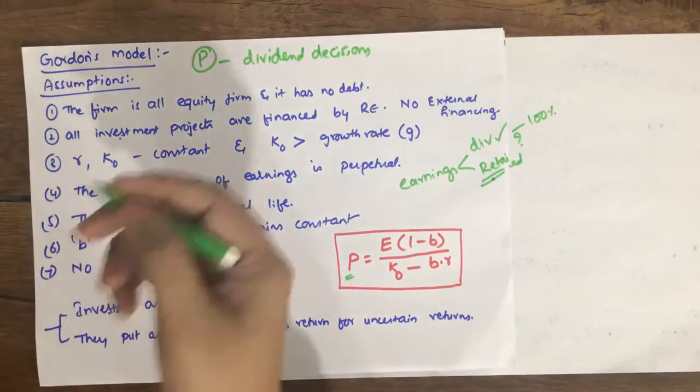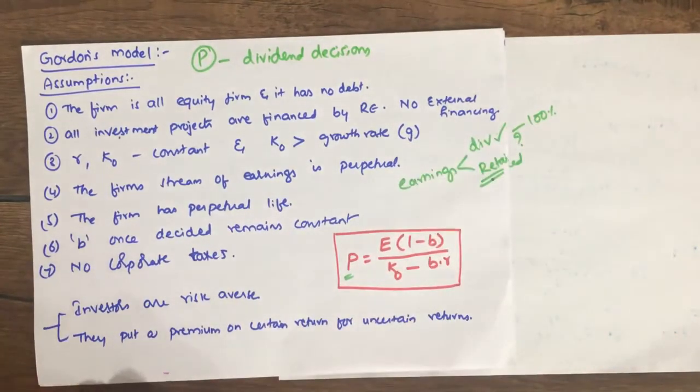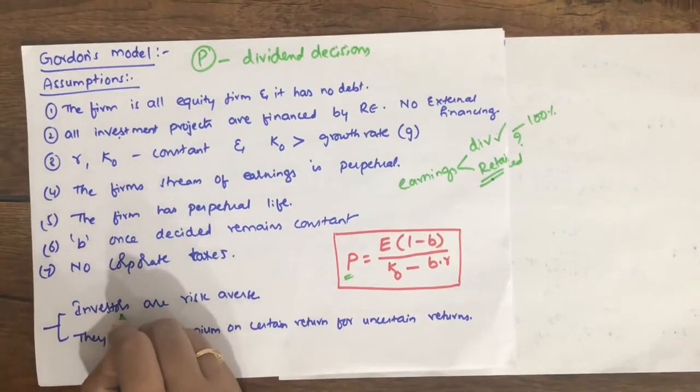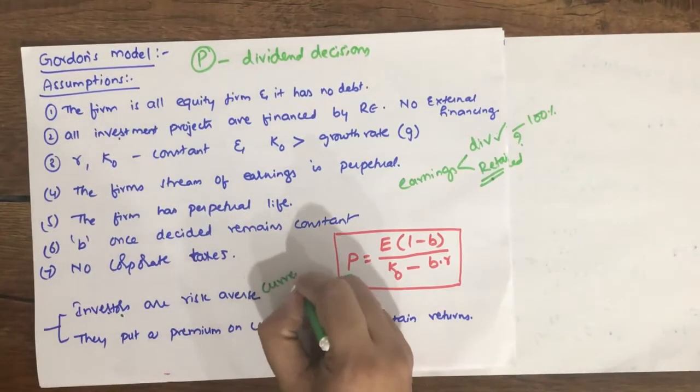So, what are these two assumptions, arguments? Investors are risk averse. It means that if the company says it will retain all the earnings and invest in investment projects, then investors may think that their investment in the company is at risk. They are rational. They want to avoid risk and therefore they prefer current dividend.